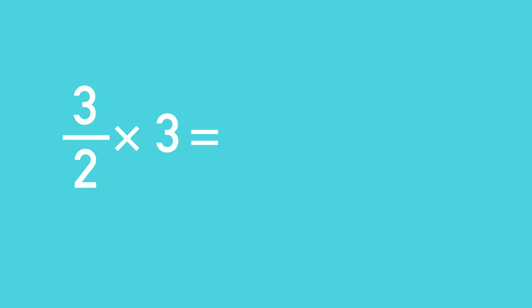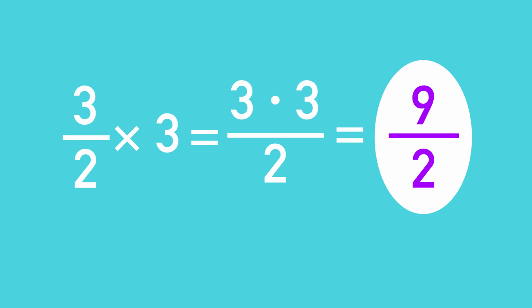So if I had the ratio 3 over 2 and multiplied by 3, the numerator becomes 3 times 3, while the denominator stays the same. If we evaluate this, we get 9 over 2. This also means that we can rewrite something like 3x over 2 as 3 over 2 times x by factoring x out of the numerator.